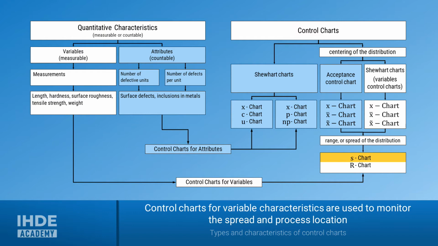Second, there are the attributive characteristics. Those are all characteristics one can only count. But we don't want to go into detail about them here. On the right, we have the different control charts for variable characteristics with a white background. These are also called Shewhart charts, named after American Walter Andrew Shewhart. As you can see, there are 3 control charts for monitoring the process location and 2 control charts for monitoring the spread. The standard deviation chart is one of the spread charts.